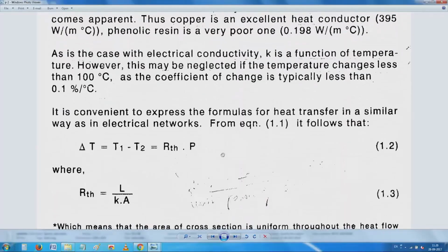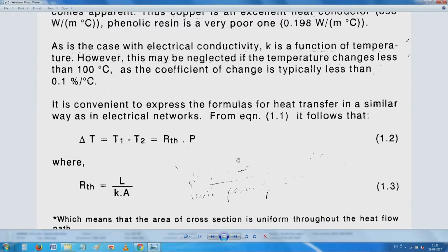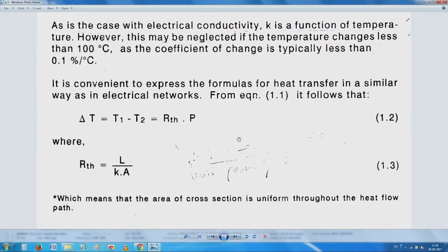It is convenient to express the formulas for heat transfer in a similar way as electrical networks. So, in the case of an electrical network we have a delta V, is it not possible for us to say this thermal resistance into the power will give you the temperature difference.